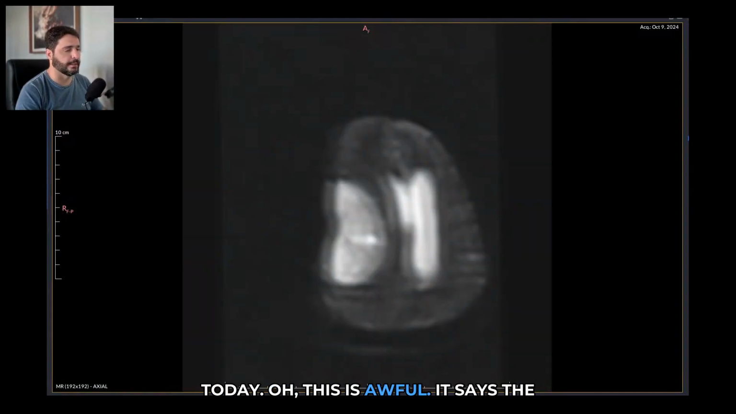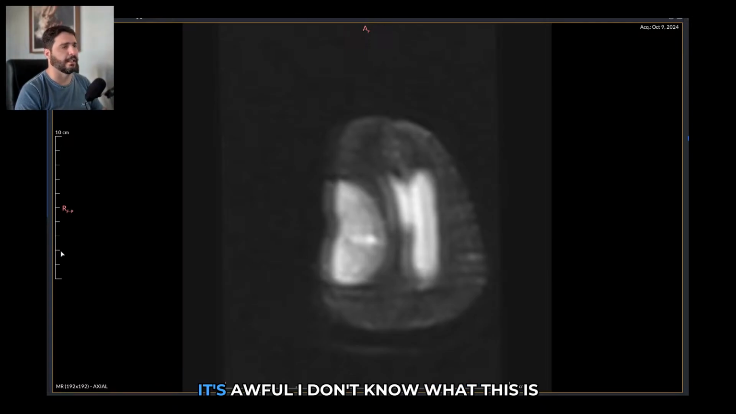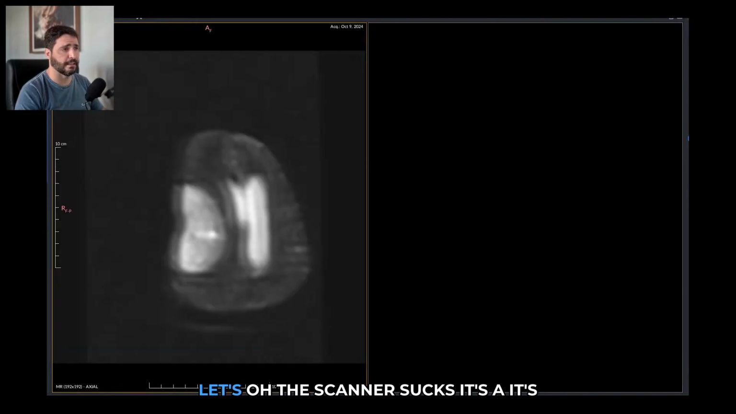Oh, this is awful. It says the patient is 43 years old. It's a female and she has some kind of difficulty to walk and has had a seizure in May this year and has a very severe headache, and it's awful. I don't know what this is.